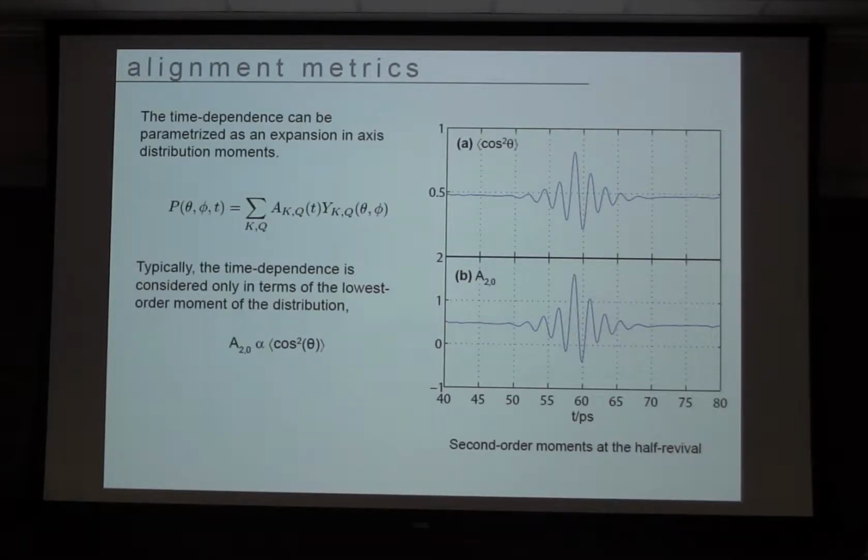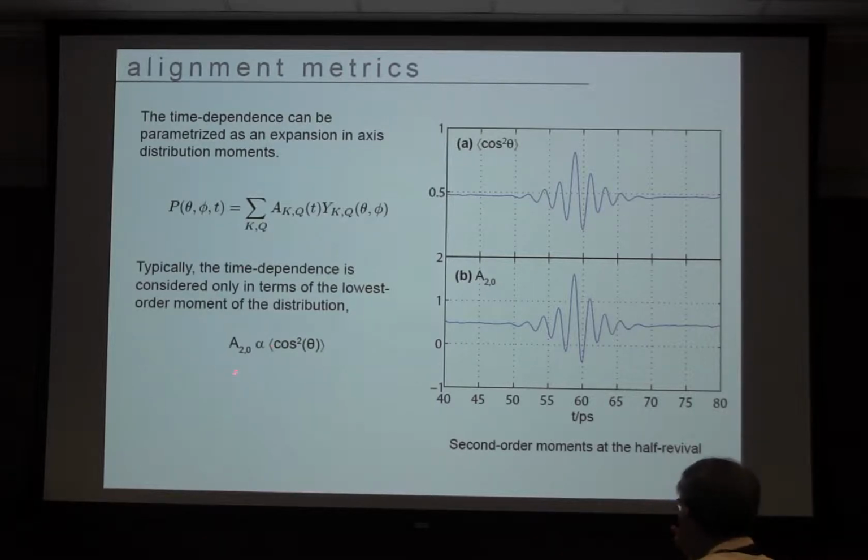So another way we can think about this distribution, maybe what you're more familiar with, is just thinking about the expectation value of cos squared theta. This is essentially just the lowest order moment of that full distribution that we saw on the last slide. That shows some characteristic wiggles, and you can see immediately that it's pretty flat away from this revival. If we think about parameterizing this distribution more generally, we can talk in terms of an expansion in spherical harmonics with these A_KQ parameters. This is just another way of expanding this angular distribution, this axis distribution.